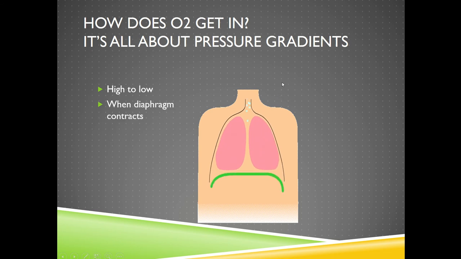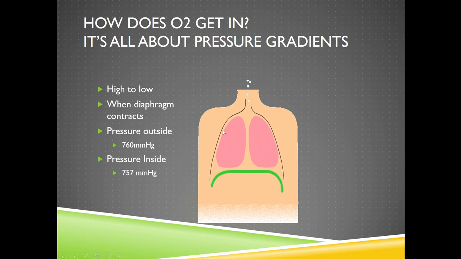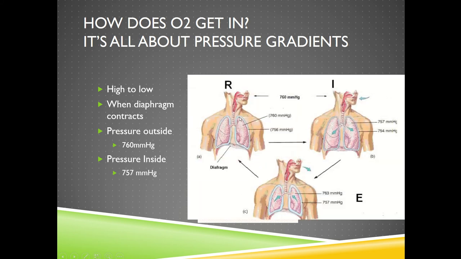So if we're looking at what happens when the diaphragm contracts, as it moves down here, we know the pressure outside, if you're standing at sea level, where we are in Minnesota, is about 760 millimeters of mercury. As the diaphragm contracts, the volume inside the lung increases, which leads the pressure inside the lungs to drop below 760. And this is what we're seeing here at rest, where the pressure inside the lungs is equal to the pressure outside. So during rest, there is no movement of air.